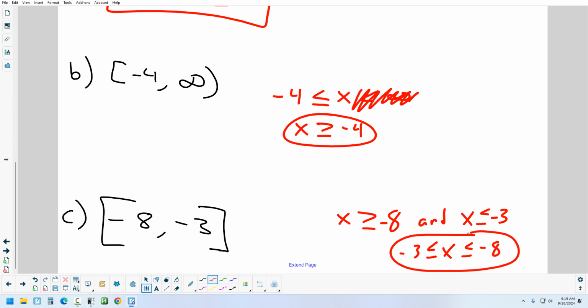Did you say -3 first? Yeah, I did. Sorry, -8. So -8 is less than or equal to x, which is less than or equal to -3. These are both correct. It's just if it said write it as a compound inequality that's combined together, I'd be looking for the bottom. Okay, any questions on that?